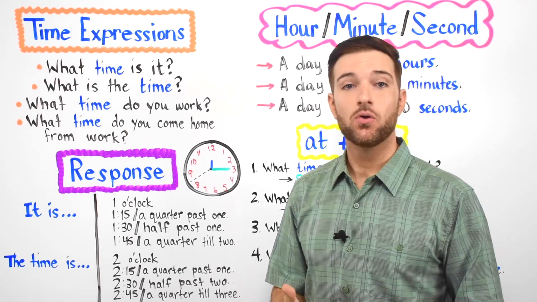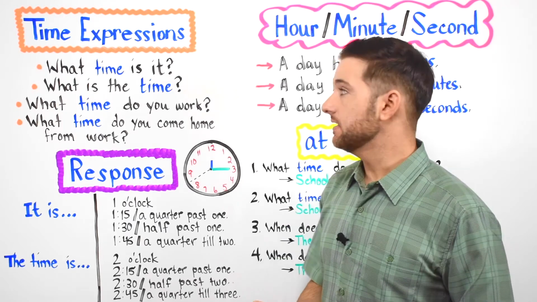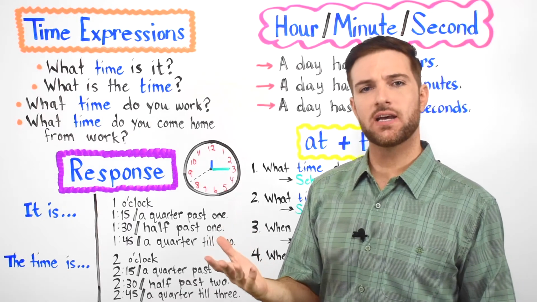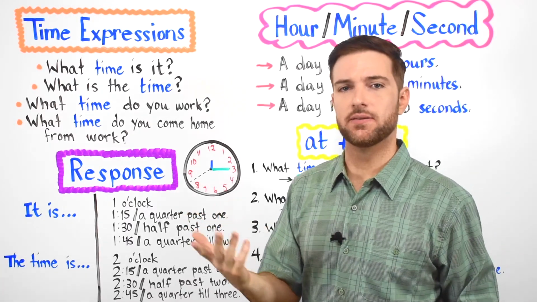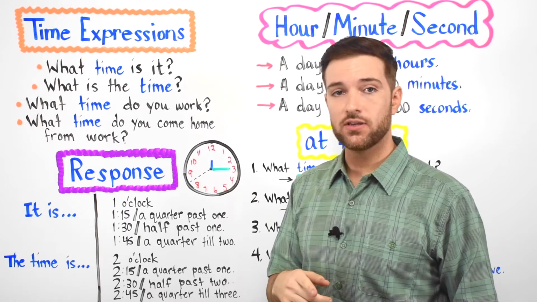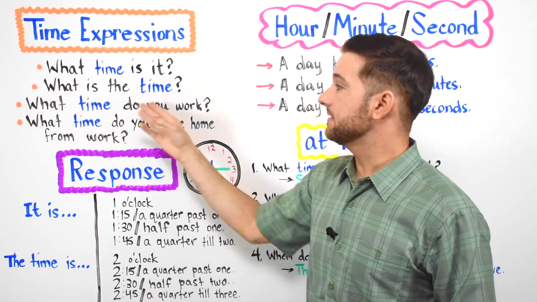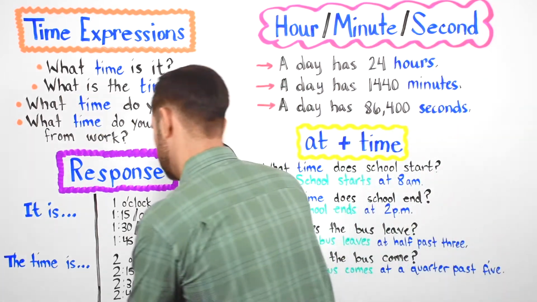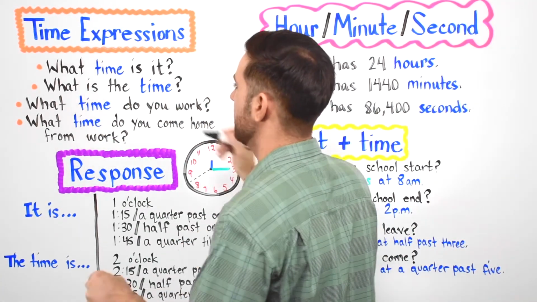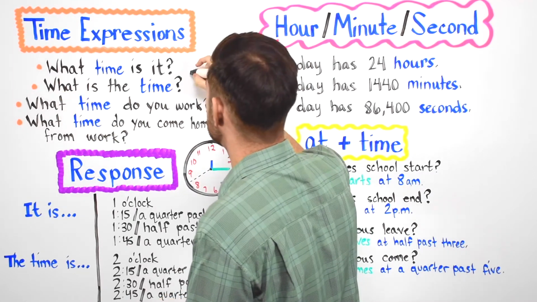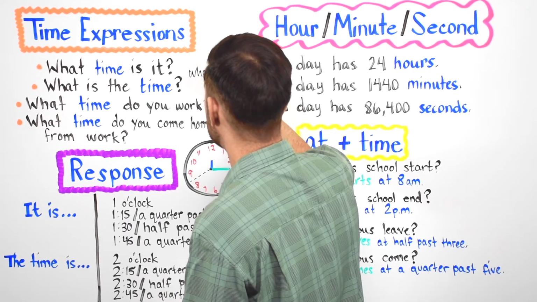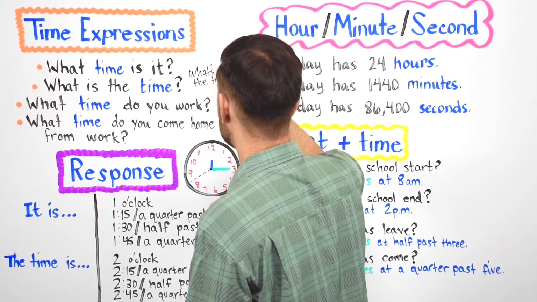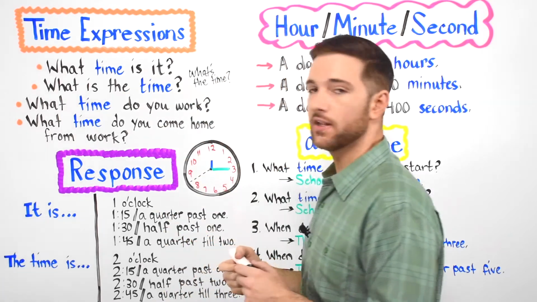To begin, when you want to ask what time it is in English, you can just say, "What time is it?" Maybe point to your wrist. What time is it? The other way you can ask this is saying, "What is the time?" You'll often hear it like this: "What's the time?" Remember, this is contracted, so we say, "What's the time?" So, what time is it, or what's the time?